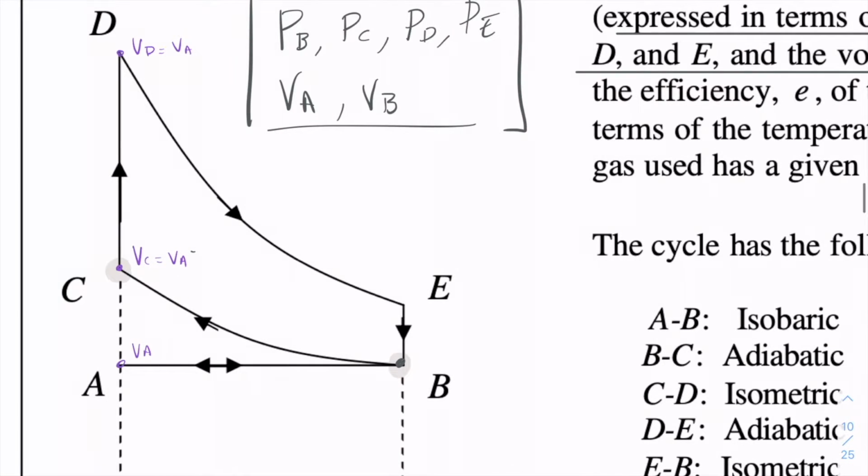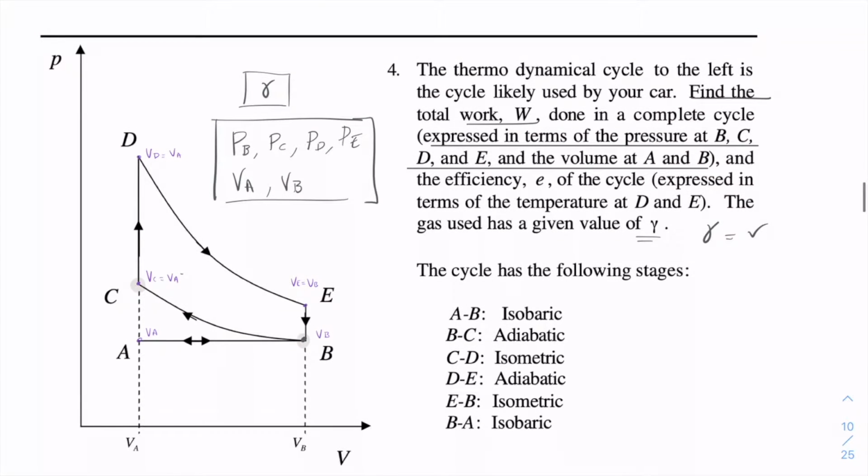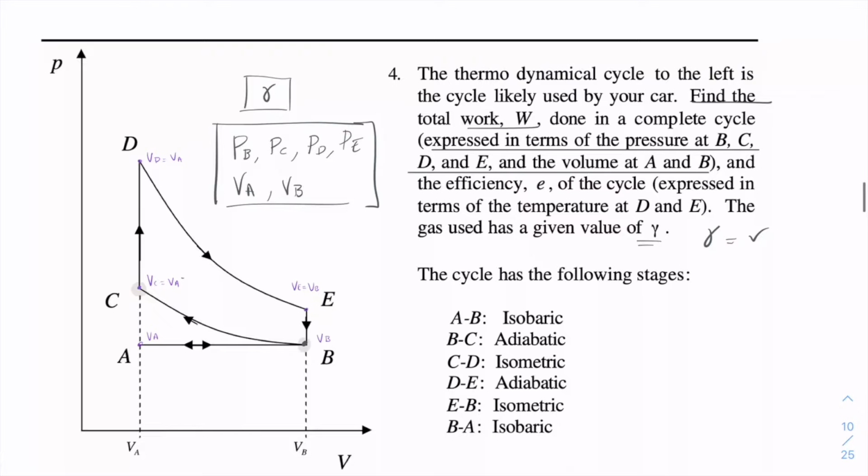Okay, so what about over here? This is VB. We also know that VE is equal to VB because they both share the same point. So just keep that in mind before we get started. We're allowed to use those. We're also told that the gas used has a known value for this gamma. So we know this. We're trying to find our solution in terms of these variables.